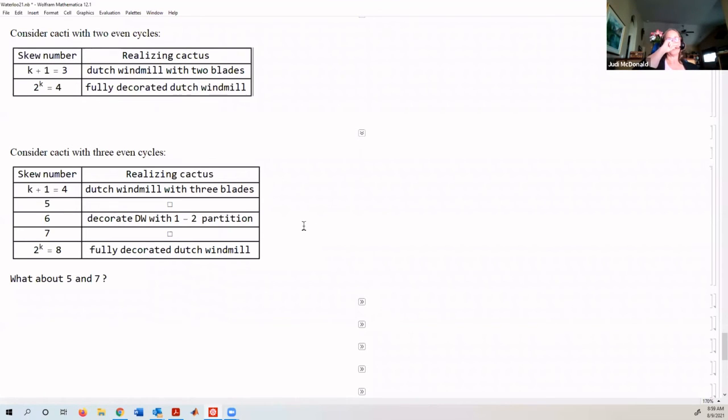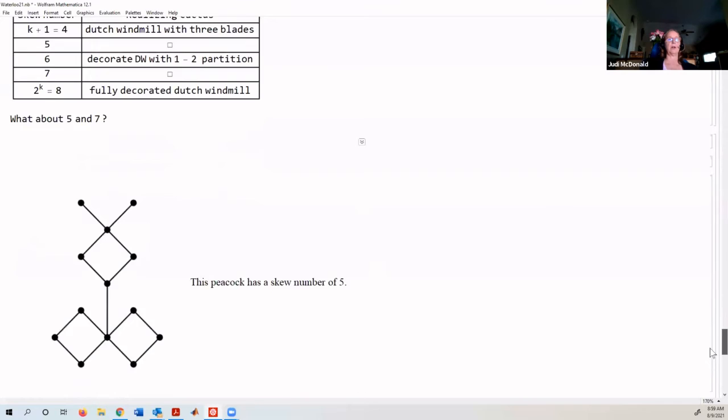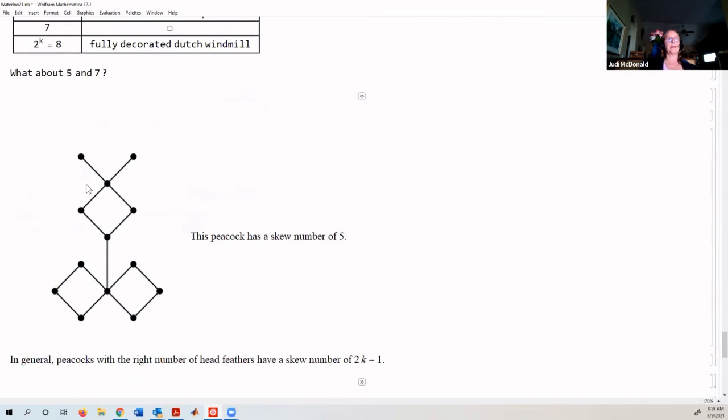So at some point we decided trying to prove it was true wasn't going so well, so maybe we should look for examples. And my favorite example we came up with, we call a peacock. So a peacock has a head and some top-notch feathers and then a very nice tail. And it turns out this peacock has a skew number of 5. And in general, if you cleverly choose it, it doesn't work with any number of feathers in the head notch. You have to get the exact right number of feathers in the head notch. Then we get a skew number of 2k minus 1.